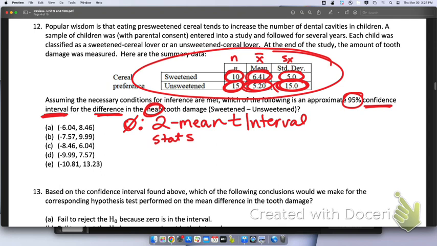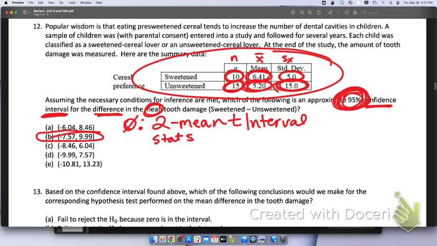Then it's going to ask you, what is your confidence level? That is 0.95. And then it's going to ask you for pooled, and you're going to go ahead and say no to pooled. And when you get your interval, you will find that the answer is B.